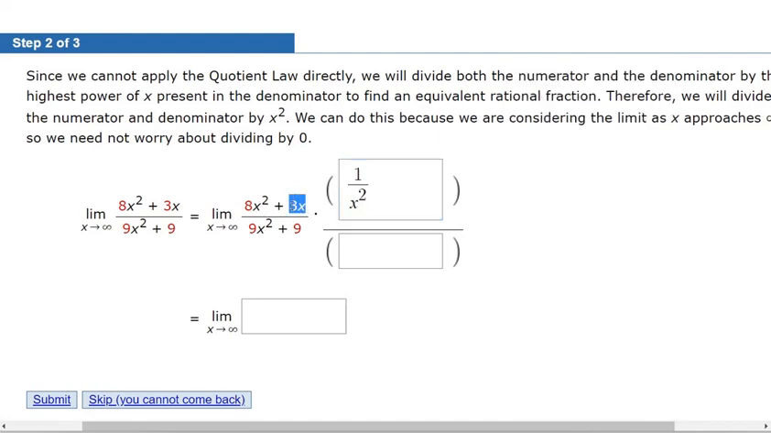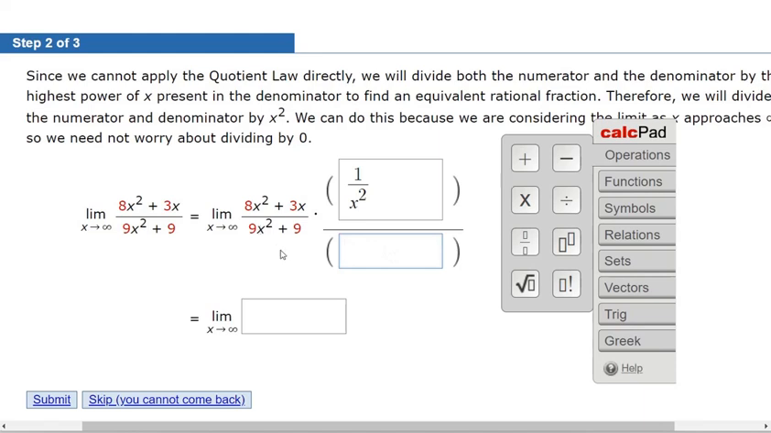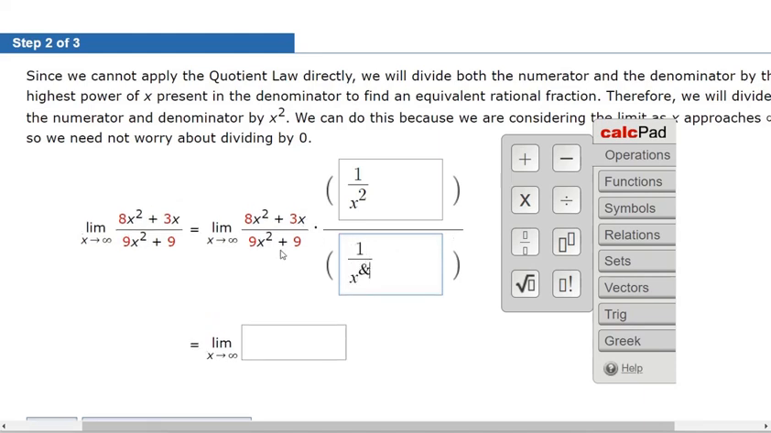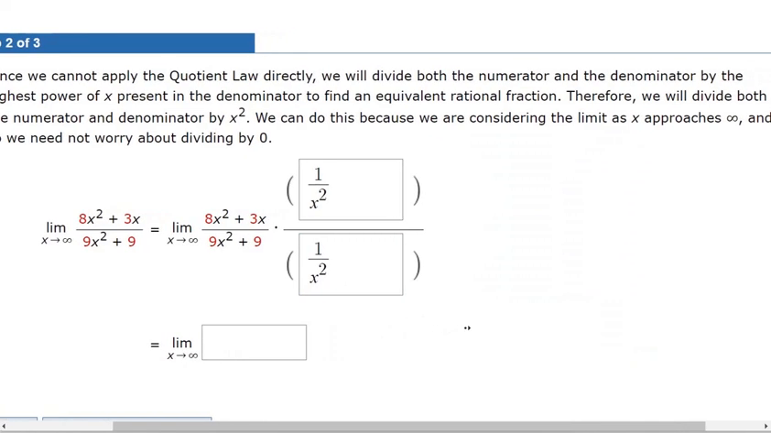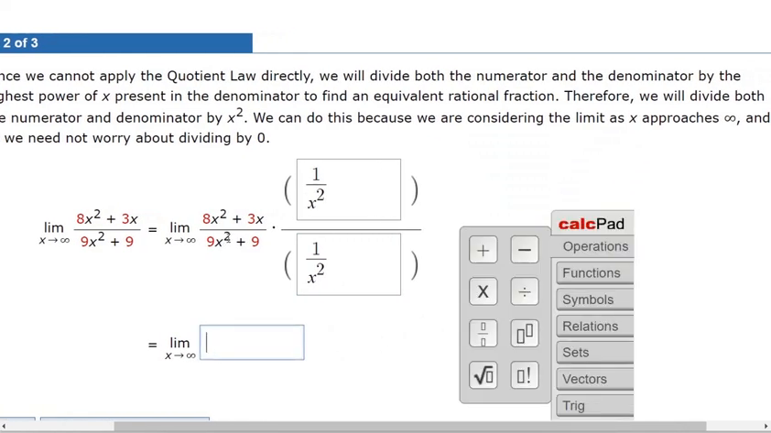And over here, I'm going to get 3 over x, and that's fine because the limit as x approaches infinity of 3 over x is 0. And I want to do the same thing on the bottom. I want to get rid of that highest power. That way, I'll have 9 over x squared, which is easy to simplify.